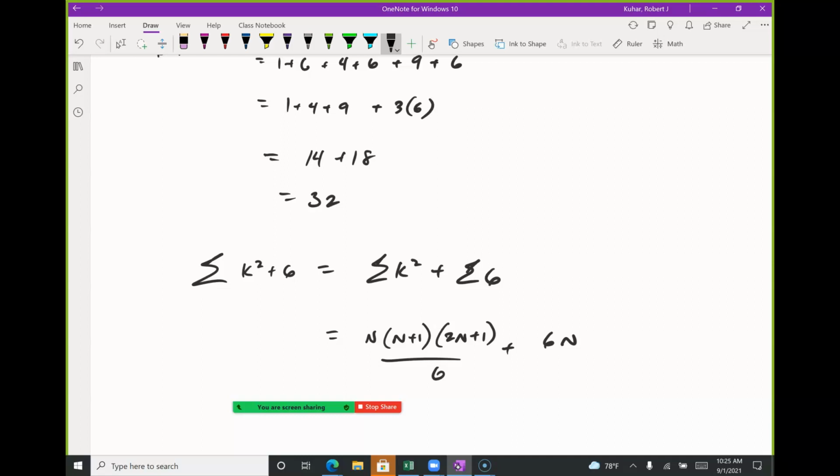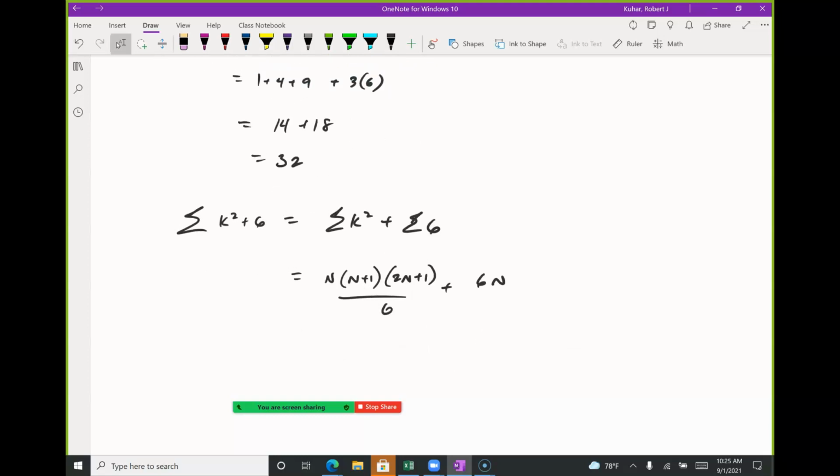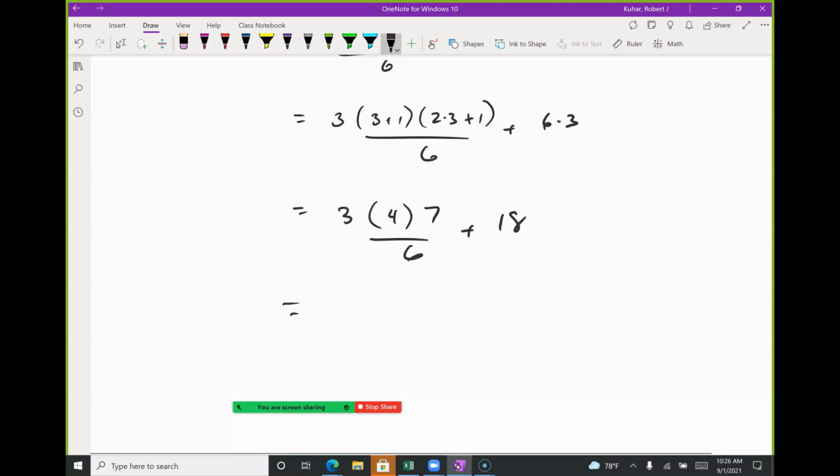Remember, the sum of 6, n times, is going to be n times 6. But I know the value of n is 3, right? My last value is 3. So 3 times 3 plus 1 times 2 times 3 plus 1 all over 6 plus 6 times 3. So 3 times 4 times what, 7? Yep. 12 over 6 is 2, so 14 plus 18 is the same answer, 32. Right?